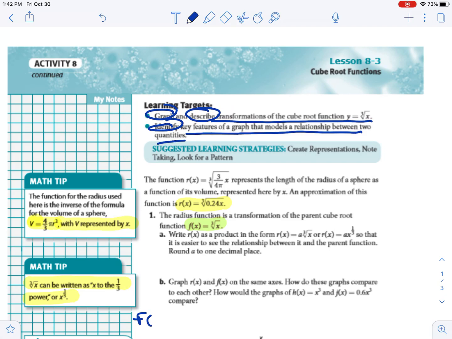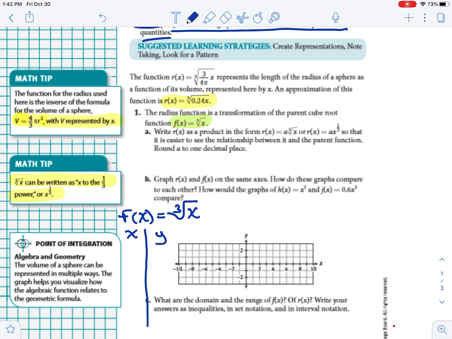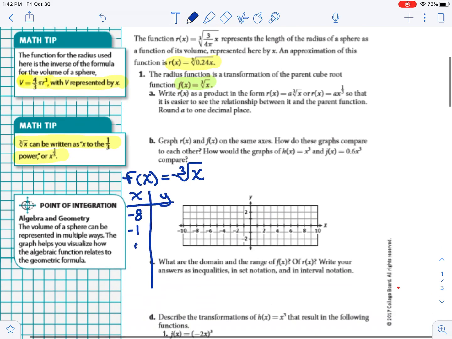We'll be able to get a graph of f of x equals the cube root of x simply by making a table of values. So if we have an x and y table, we think about what numbers can go into a cube root. And we can actually put negative numbers into a cube root. So we'll start with -8 because it's a perfect cube. -1 is also a perfect cube. 0, 1, and 8. And those will be our main ordered pairs because they'll produce some nice answers.